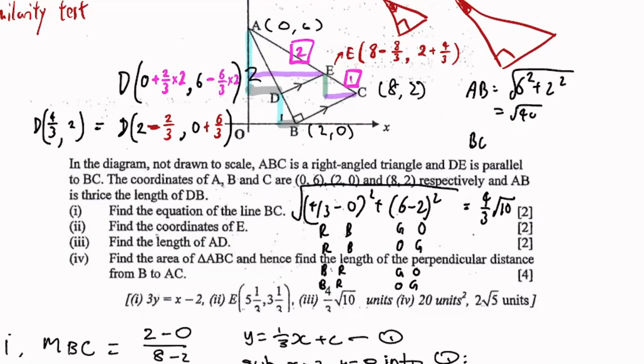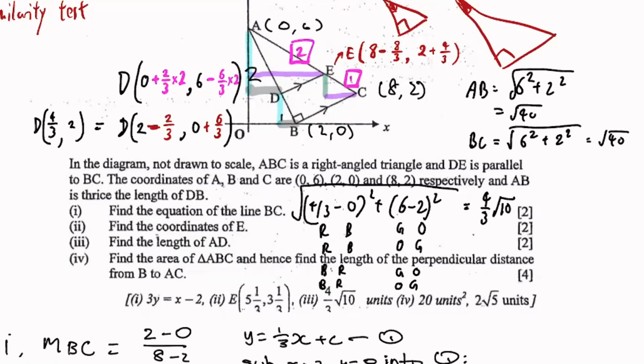BC is what? BC is square root of, I see it goes from 2 to 8, so it's 6 squared. I see it goes from 0 to 2, so it's plus 2 squared. 6 squared is 36, 2 squared is 4, so square root of 40. What a coincidence, they're the same.